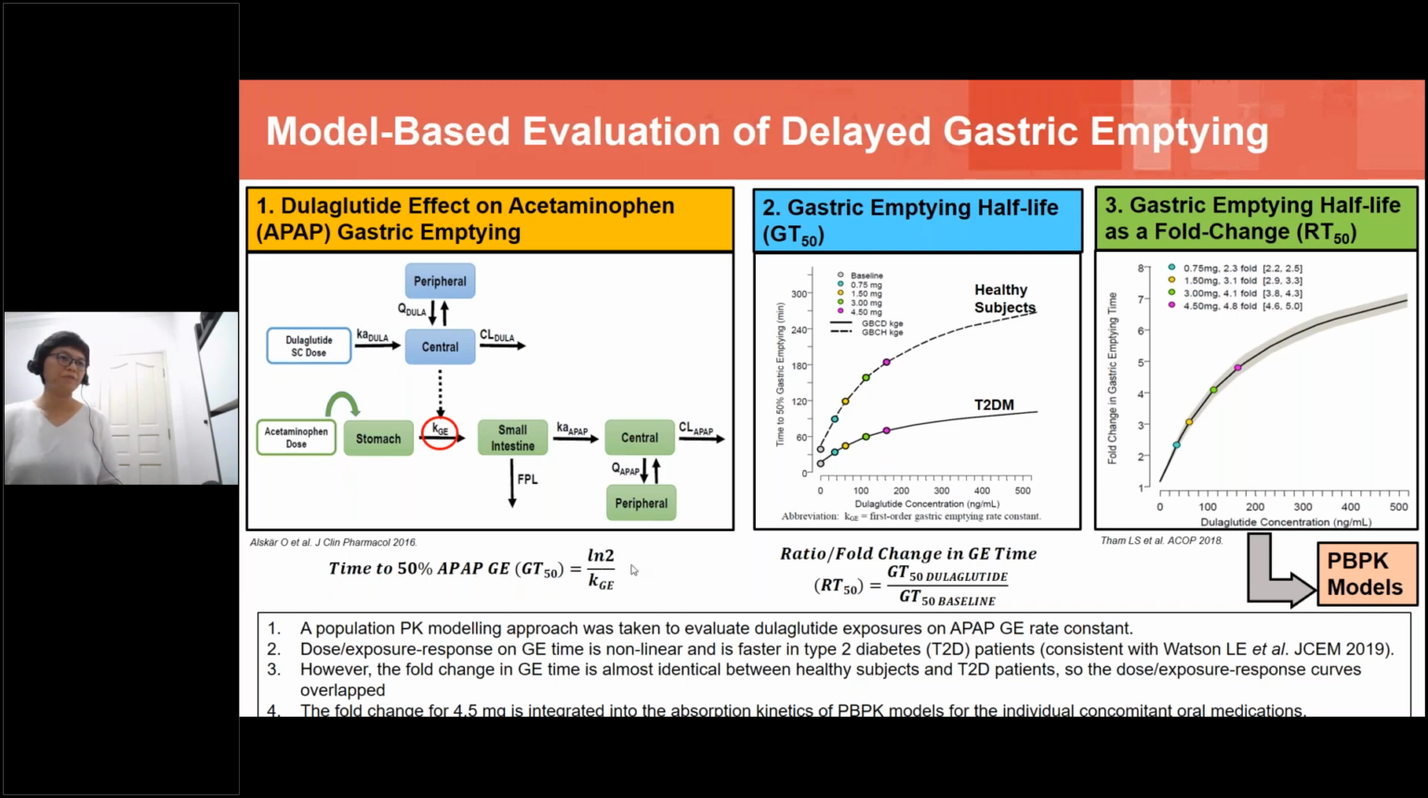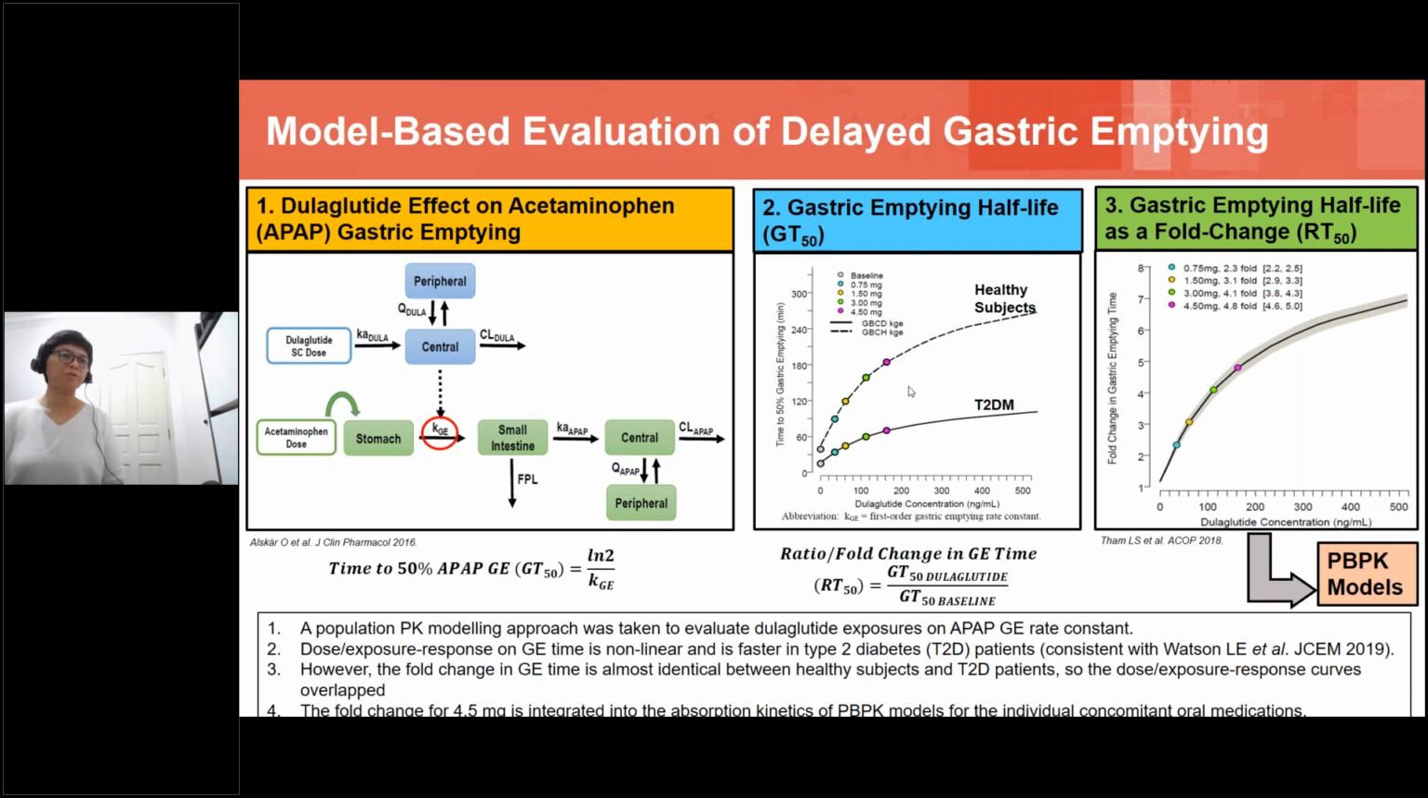And with this time to 50% of acetaminophen gastric emptying, we come to this blue box here in the middle, this figure here. We simulated the gastric emptying time over a wide range of dulaglutide exposures that corresponds to the doses of dulaglutide that we were interested in, and that's 0.75, 1.5, 3, and 4.5. And what you get here is a non-linear curve.